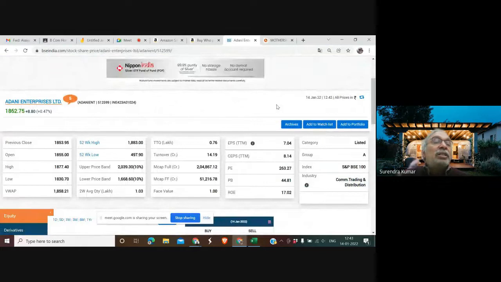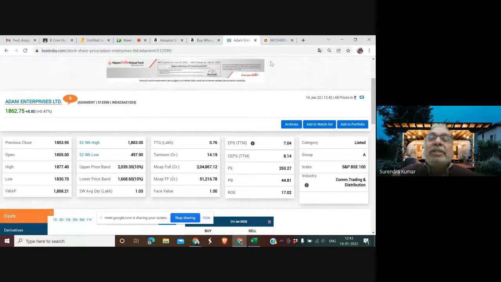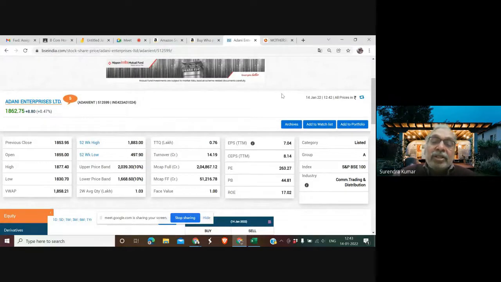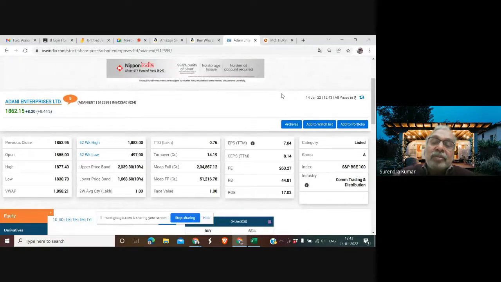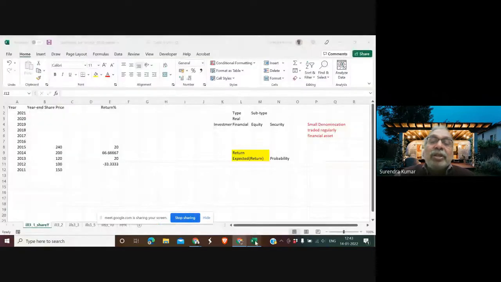Adani share is somewhere around 1800 rupees, 1860, 1862, whatever you can say is the price around. Now we want to calculate the return of an equity share in the next 4 years. So if you want to calculate return of an equity share in the next 4 years, we cannot know return today.